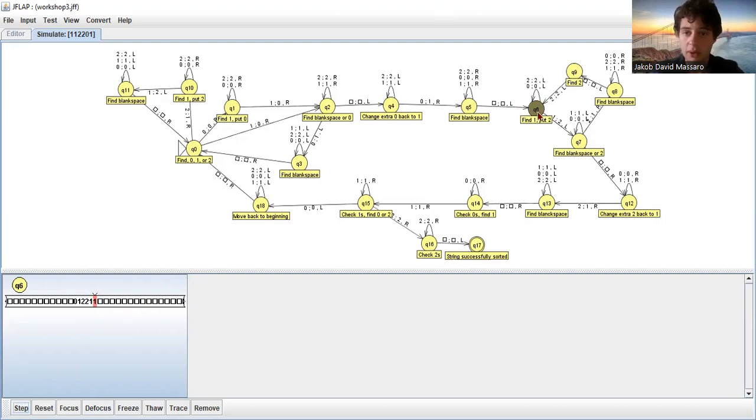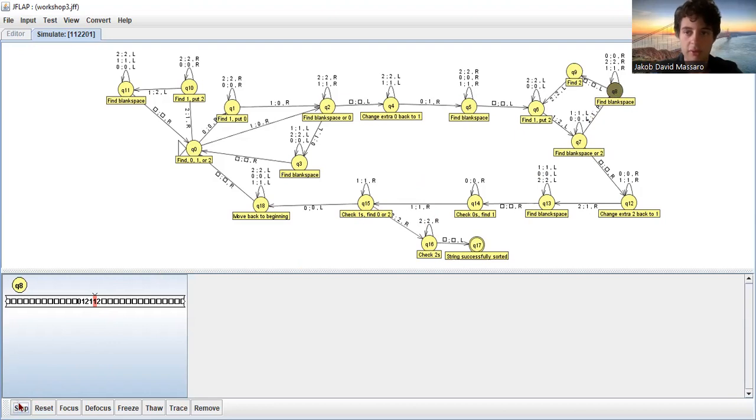And we're looking for a 1 to change into a 2. And we have found our 1 right here. So we change that into a 2. And then next it's looking to find a 1. Or no, it's looking to find the next 2. Or if there are no 2s, it would find a blank space. But in this case, there is a 2. So it finds that 2. It puts down a 1. And then it moves to the right.